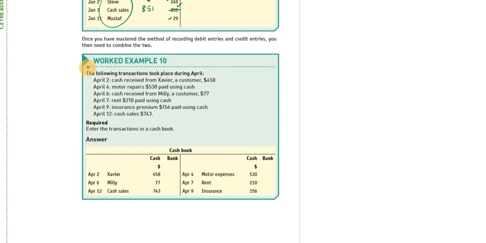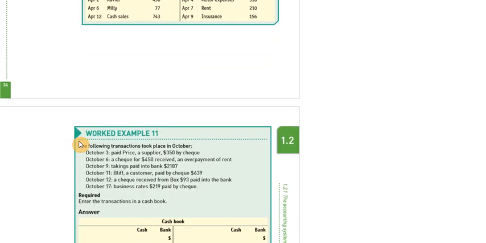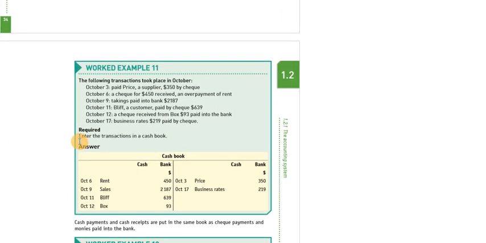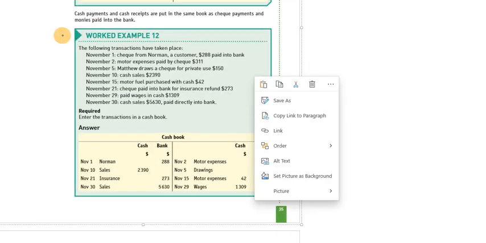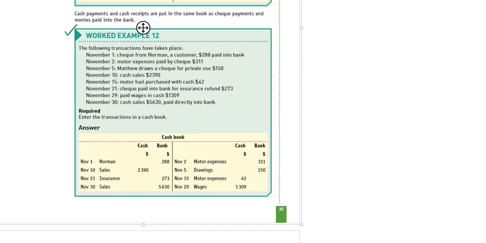So here is a worked example. There is a mixture of receiving cash and paying cash. Can you solve it by yourself? Now it's easy for you. You can do it. Okay? So now worked example 12 is your homework. You can solve it by yourself.